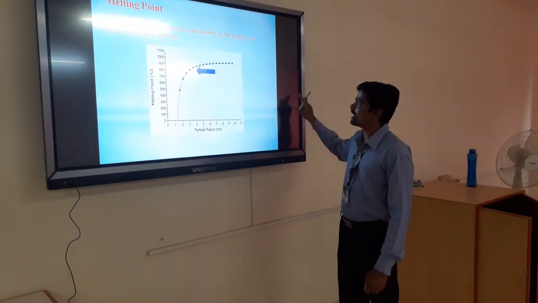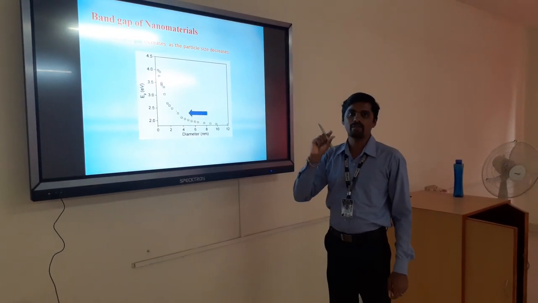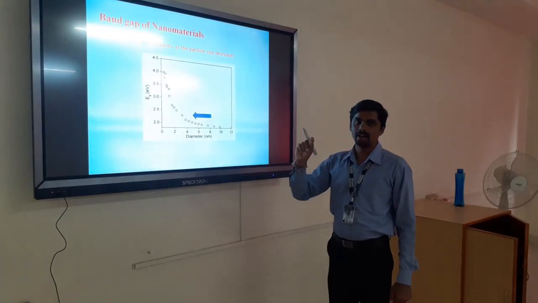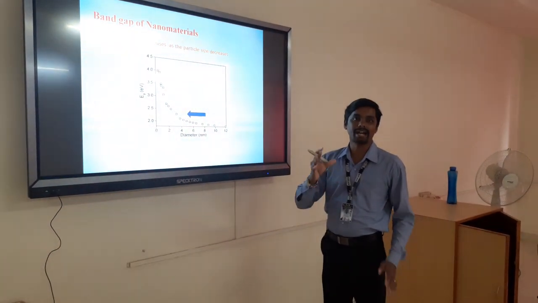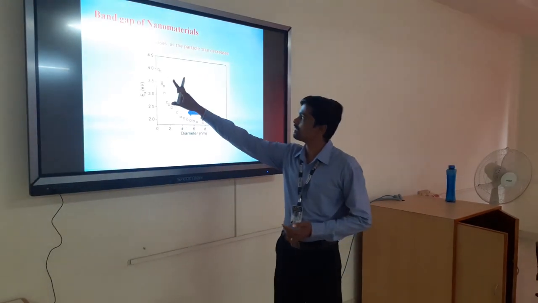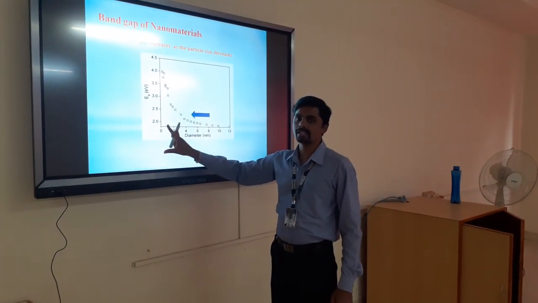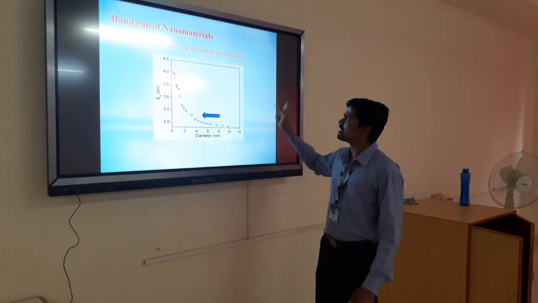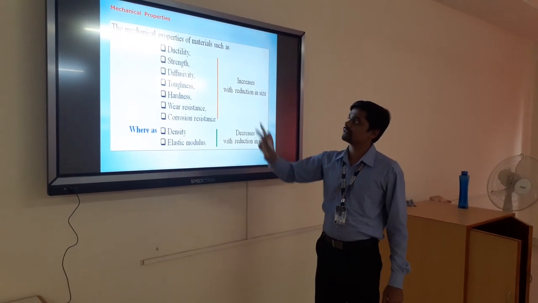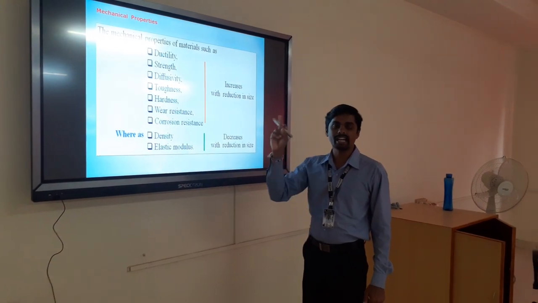Then the next slide, we go for the band gap of nanomaterials. So the band gap increases when the particle size decreases. See here, at the very lower particle size, the band gap will increase.